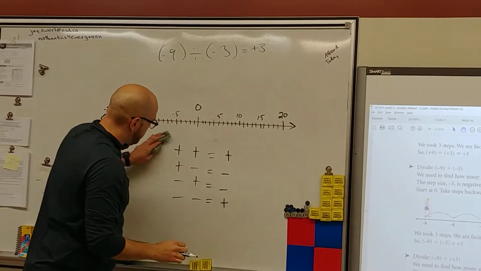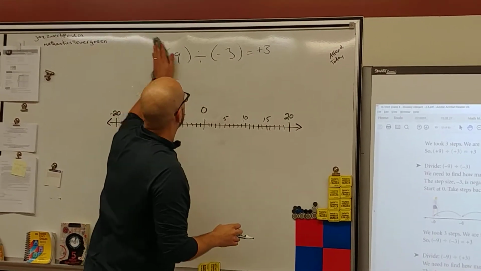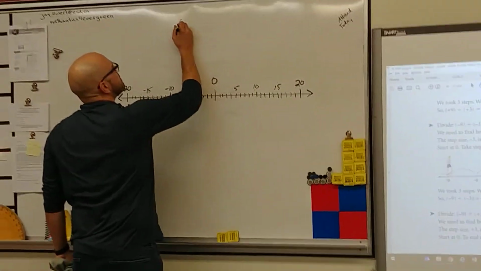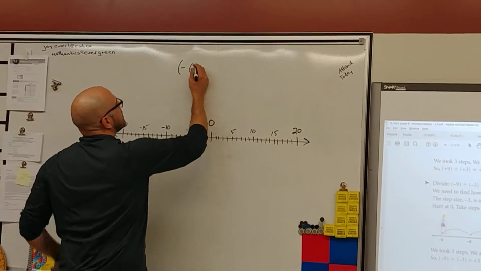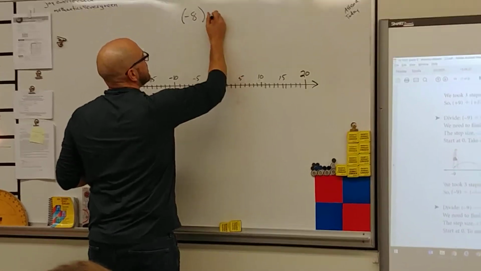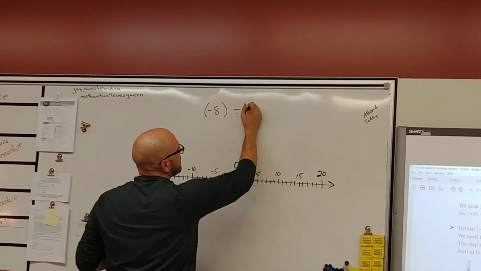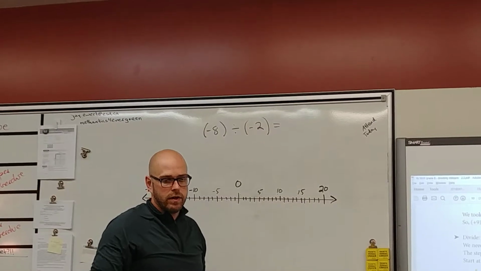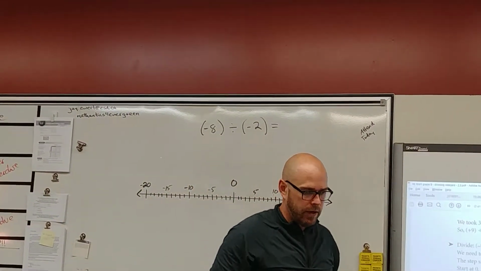I want you to use your number line on your sheet, and I want you to try this one. Negative 8 divided by negative 2. I want you to show me that on your number line. Let's pause the video while we do that.